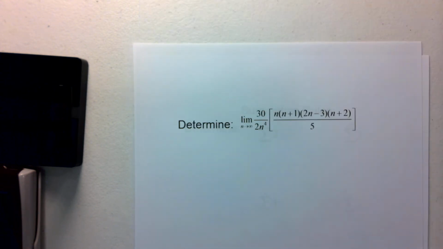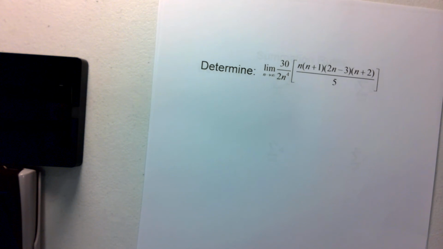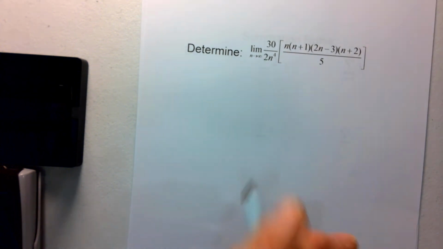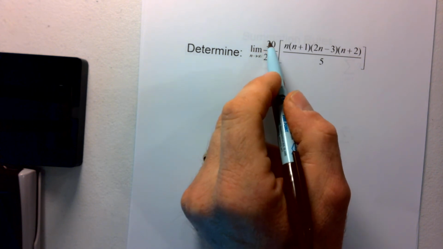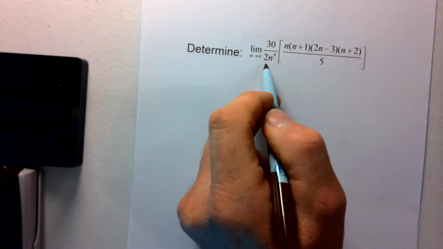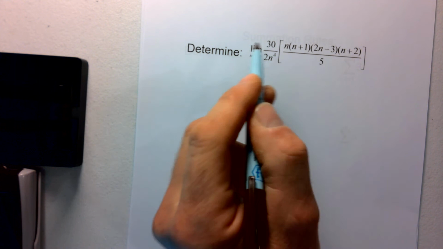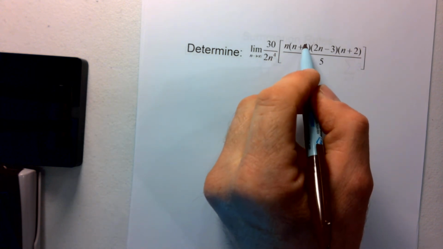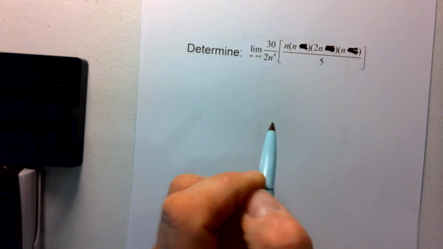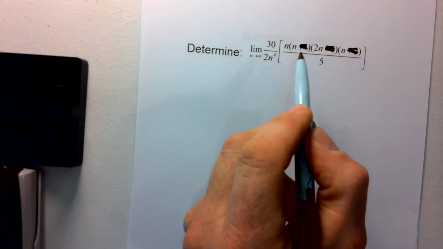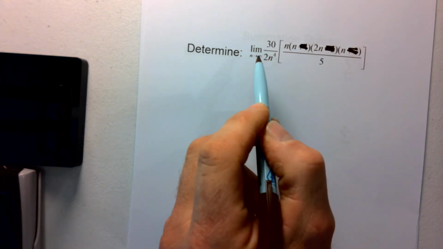We're going to do another one of those, just a little shorthand though, a little shorter. We're looking here at the limit as n goes to infinity of 30 times all of this, divided by 2n to the fourth times 5. Again, I'm going to eliminate this extra stuff in here, because that's not going to matter as n gets larger and larger and larger.